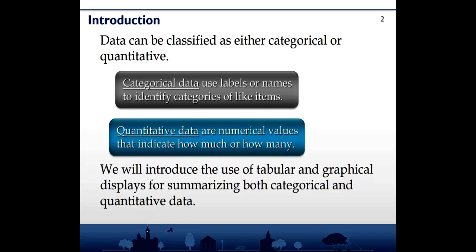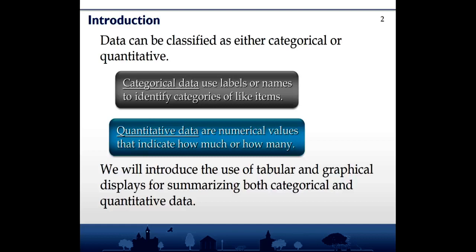So the data can be classified as either categorical or quantitative. Categorical data use labels or names to identify categories of like items, or you can use numeric code. Quantitative data are always numeric, that indicate how much or how many.